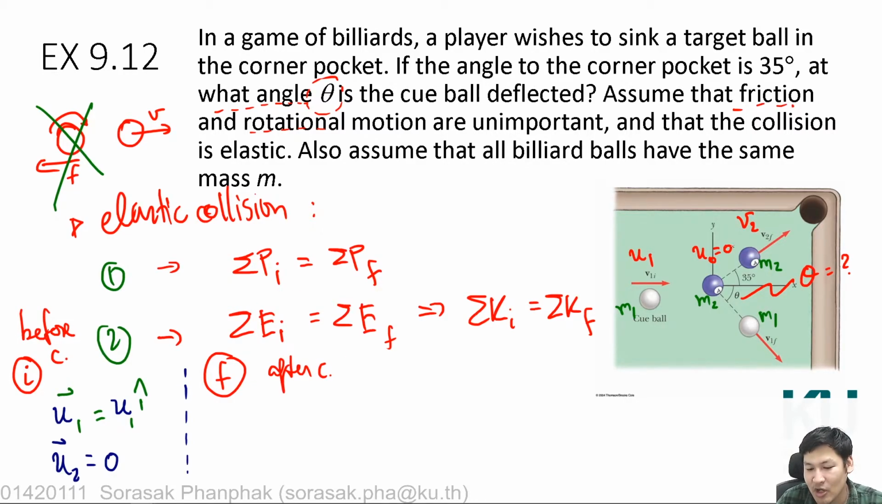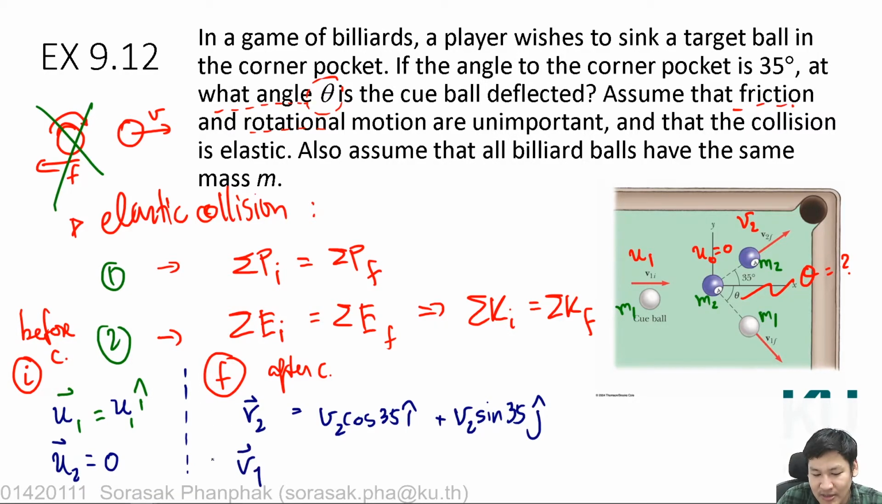So what happened after the collision? You see the components of v2, which is from mass 2 here. You have the magnitude of v2 cos 35 in the i direction and also v2 sin 35 in the j direction. However, the v1 terminal velocity is from mass m1, and this is from mass m2.